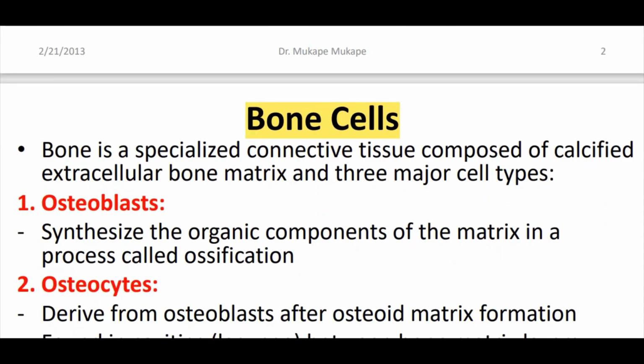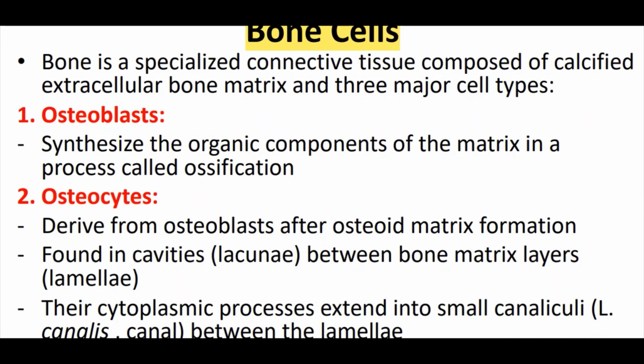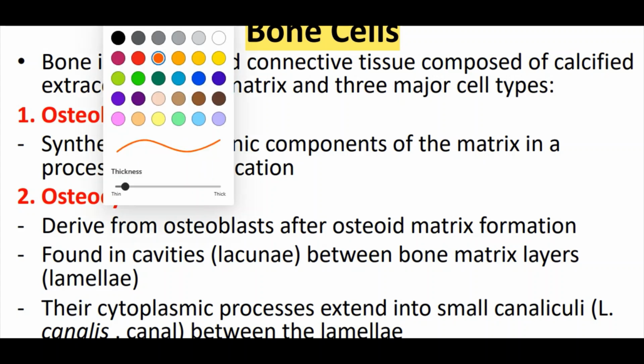Now, let us look at the type of cells that are found in the bone tissue. So the bone is a specialized connective tissue composed of calcified extracellular bone matrix and three major cells. These major cells are the osteoblasts. Now, the function of the osteoblast is that they synthesize the organic components of the matrix in a process called ossification. So, for you to ossify bone, there are cells that are produced known as the osteoblasts.